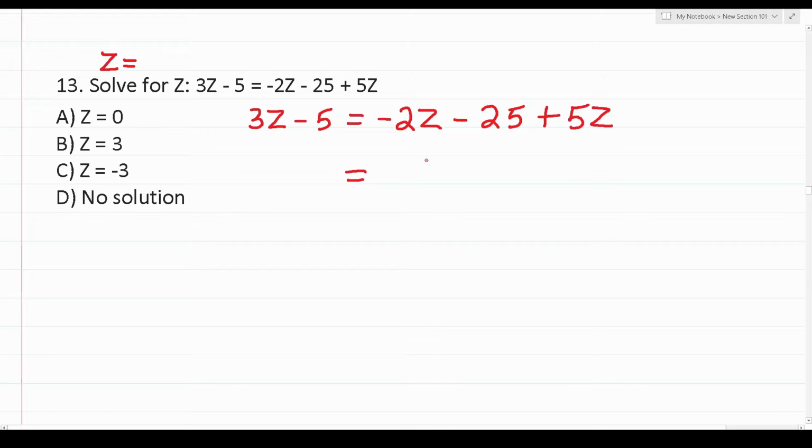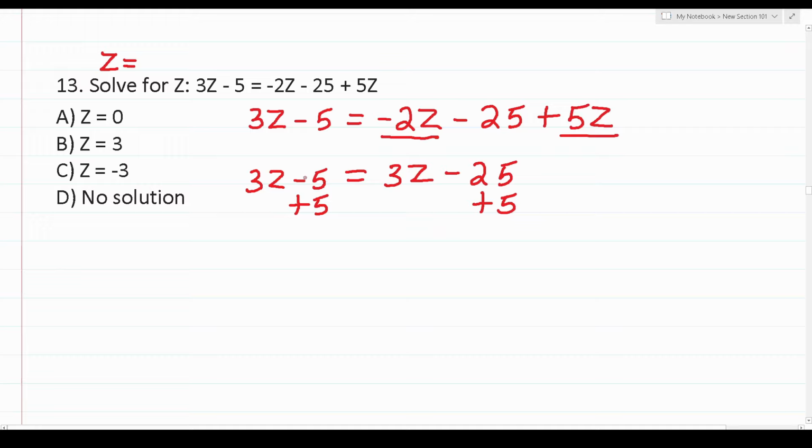All right, so again, we're trying to solve for z. The first thing you should realize is that on the right-hand side of this equal sign, you have like terms in negative 2z and 5z. So we can combine those. 5z minus 2z is just going to be 3z. So this becomes 3z minus 25 equals 3z minus 5. All right, let's move this 5 over here via addition. This crosses out here, leaving you with just 3z on this side equals 3z. Negative 25 plus 5 is going to be negative 20.